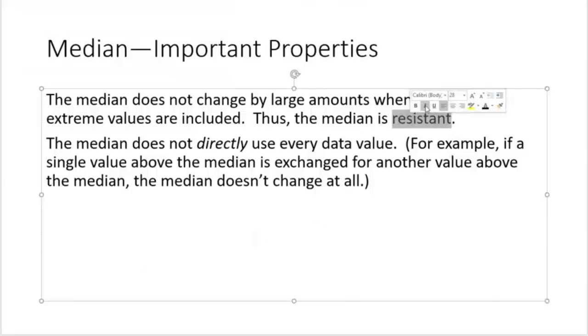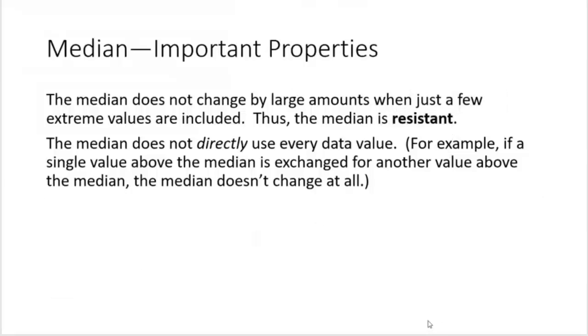On the median, we've used this word already, but the median is resistant. That means that it does not move as much. It does move a little bit, and you're going to see that again when I have the visual. It moves a little towards the tail, but not as much as the mean. And it does not use every data value.